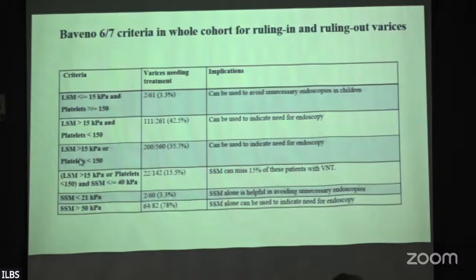The combination of LSM more than 15 or platelets less than 150 has a poorer prediction, but can be used to indicate need for endoscopy. But when we use the criteria of LSM, platelets, and the combination of SSM less than 40, there is a high miss rate of 15%. So this should probably not be used in the pediatric population.